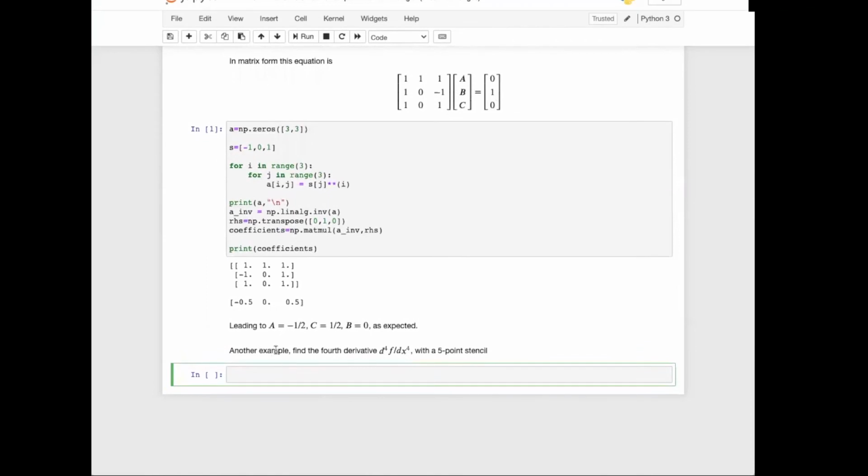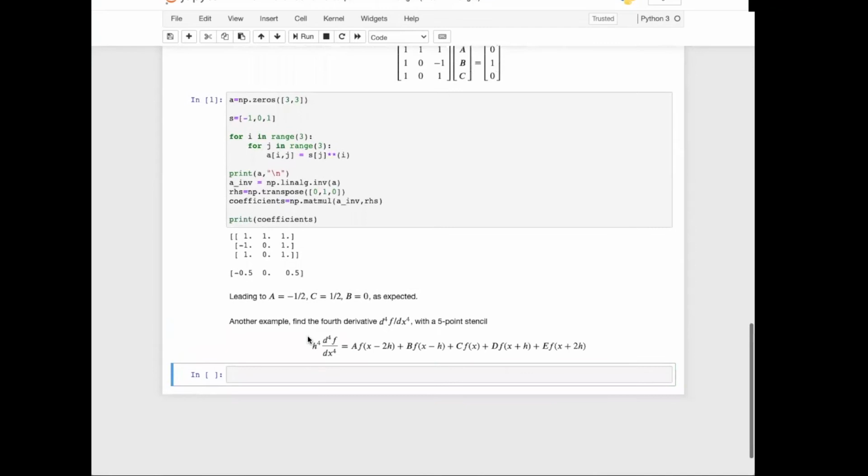So let's do another example. Let's find the fourth derivative with a 5-point stencil. So the fourth derivative with 5 points: the central point, -1, -2, +1, and +2. Then the coefficients here would be a, b, c, d, and e.